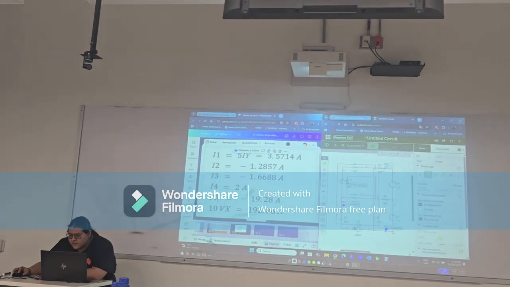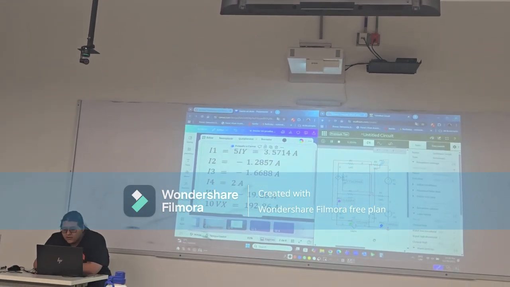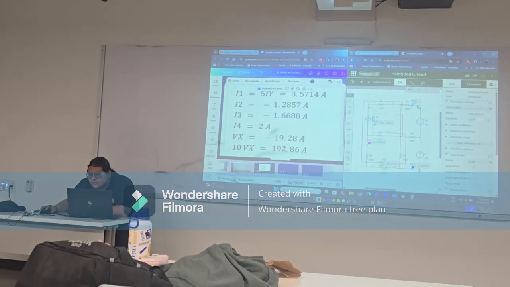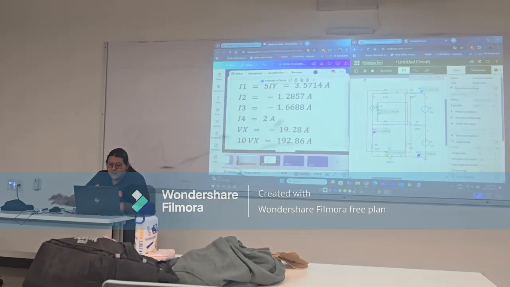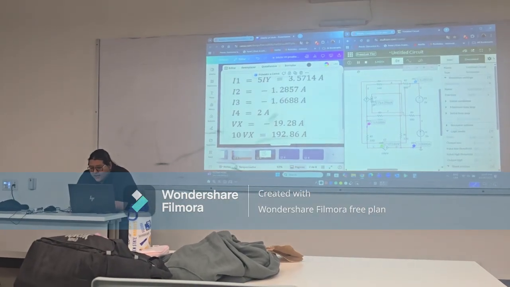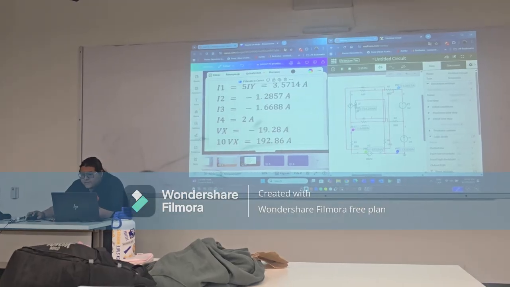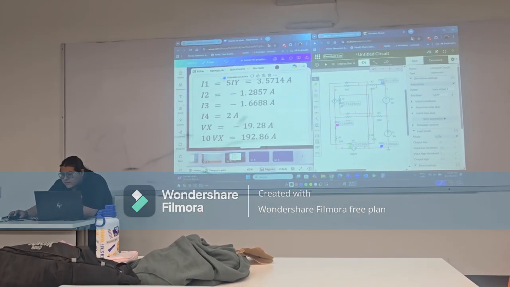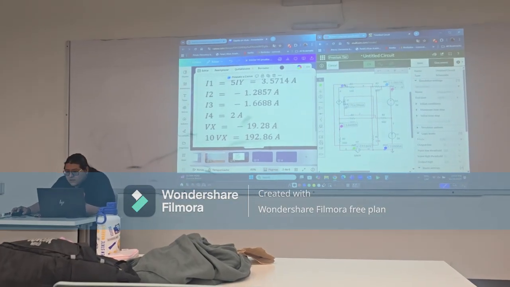This voltage comes right here. So there you go. We have 10Vx, we have I4, we have I3. This doesn't show the value, and I like that. There you go, flipping it. We have I2, I3, I4, 10Vx. We also need Vx here. So that should be there. And also a current here.